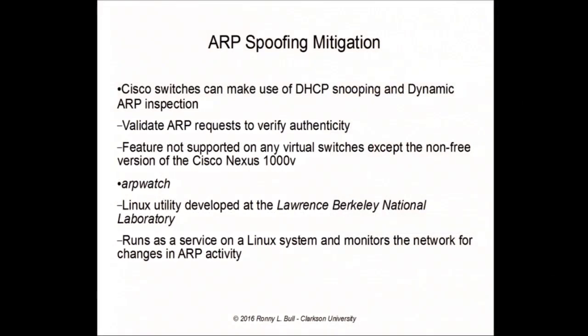ARP spoofing mitigation. On Cisco switches, you can make use of the DHCP snooping and dynamic ARP inspection validation. It's not supported on the Cisco Nexus 1000V. And then there's also ARP Watch, which runs as a service on a Linux system and monitors the network for changes in ARP activity.